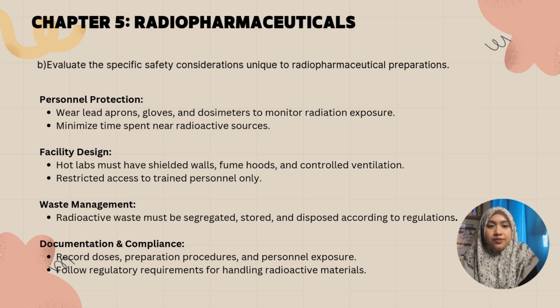First, personal protection is very important. Staff handling this product should wear a lead apron, gloves, and a dosimeter to monitor radiation exposure, and they should minimize the amount of time spent near the radioactive sources. The facility must also be specially designed for radiation safety. This includes the use of shielded walls, fume hoods, and a controlled ventilation system, and access should be restricted to trained personnel only.